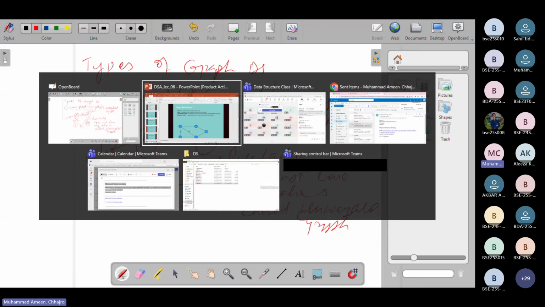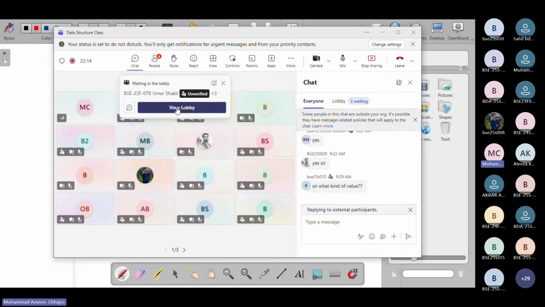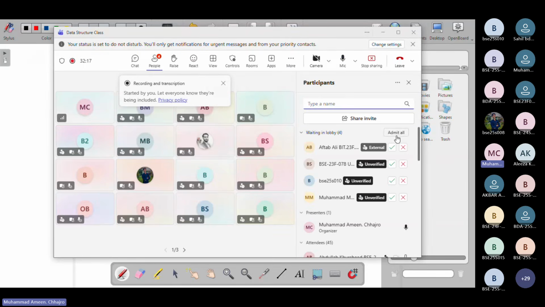So let's see who's in the lobby. So just we aid them, to be honest. Try to join class on time so that you can understand the concepts well.